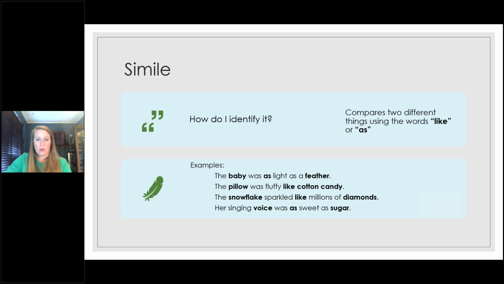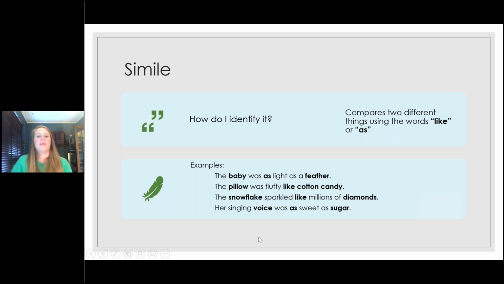In the next example, it says, the snowflake sparkled like millions of diamonds. Again, 2 things that couldn't be more different. You know, snowflakes are sort of light and fluffy and melt in our hand, and diamonds are hard and they're a gem, a stone. But they both can sparkle in the sunlight, you know, and kind of reflect the light really well.